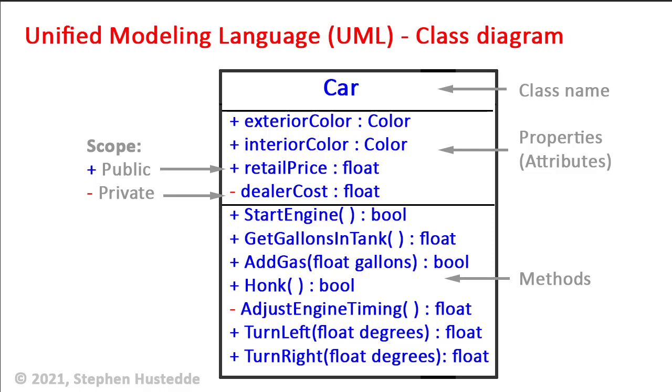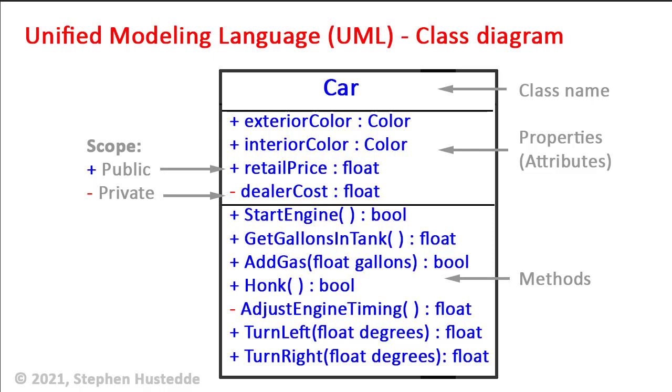Those properties can have scope. So you'll see a plus sign to the left of exterior color, interior color, and retail price. Those are what we call public scope. Another program can access those. If we were to go buy a car, you and I can see what the exterior and interior colors are. We can look at a window sticker and see the retail price. But what's hidden from us is the dealer cost. We don't know what the dealer paid for that, or what it cost to build that automobile. That would be a private property or private attribute.